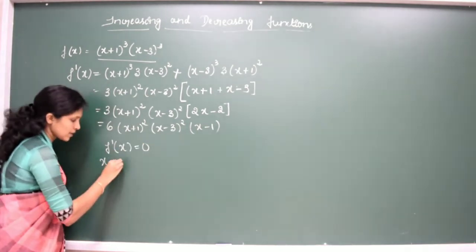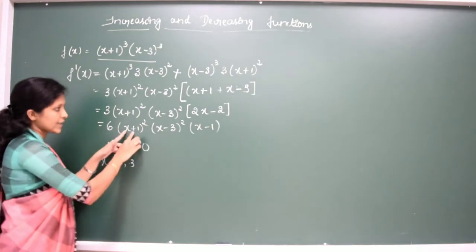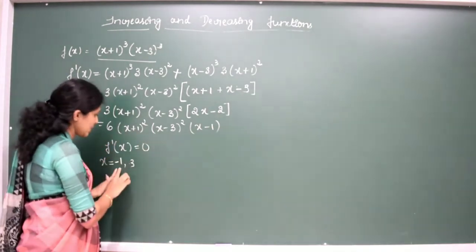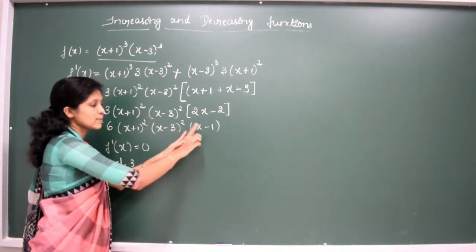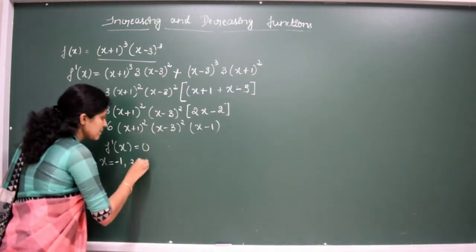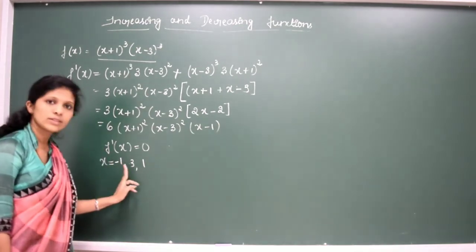Right here, x + 1 = 0, so x will be −1. x − 3 = 0, so x will be 3. x − 1 = 0, so x will be 1. Is it clear? So we got 3 values: that is −1, 3 and 1.